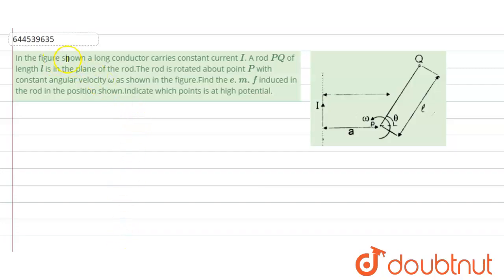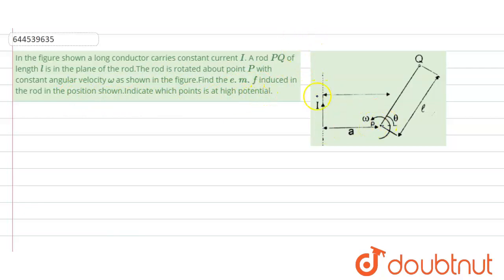Hello everyone, let us start with our question. In this question, there is a figure which is showing a long conductor which carries a current I. Now a rod PQ of length L is in the plane of the conductor. The rod is rotated about point P with a constant angular velocity omega as shown in the figure. We need to find the EMF which is induced in the rod in the position shown and indicate which end would be at the higher potential.